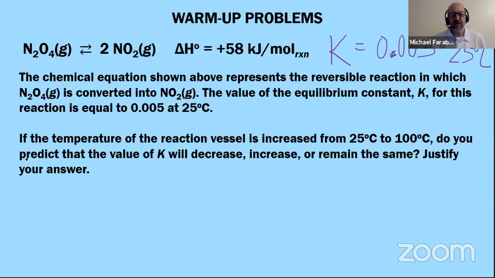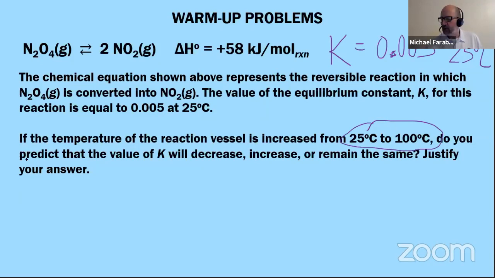It says if the temperature of the reaction vessel is increased from 25 degrees Celsius to 100 degrees Celsius, you have to make a prediction. Do you predict that the value of K, the equilibrium constant, will decrease, will increase, or remain the same? And justify your answer. So as I mentioned, thermodynamics is important, and energy, and the fact that this could either be an exothermic or an endothermic reaction. Some of you who are very familiar with this process and deciding if something is endothermic or exothermic might be focusing on the delta H right now. The delta H is positive 58 kilojoules per mole of reaction.